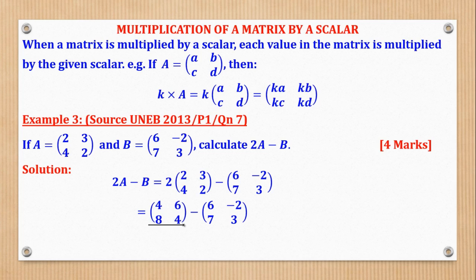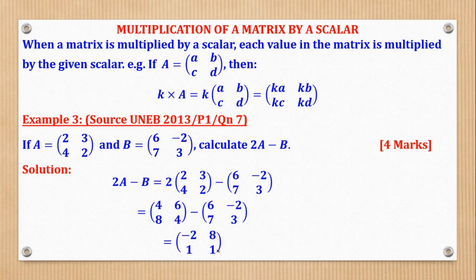Now after getting this 2A, we can now subtract B to come up with that. So 4 minus 6 to give you negative 2, 6 minus negative 2 to give you 8, and then for this row 8 minus 7 to come up with 1, and 4 minus 3 to come up with 1.